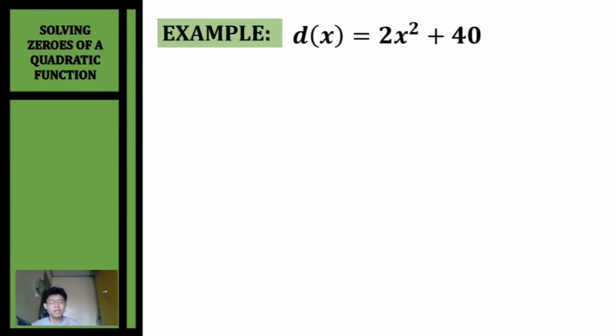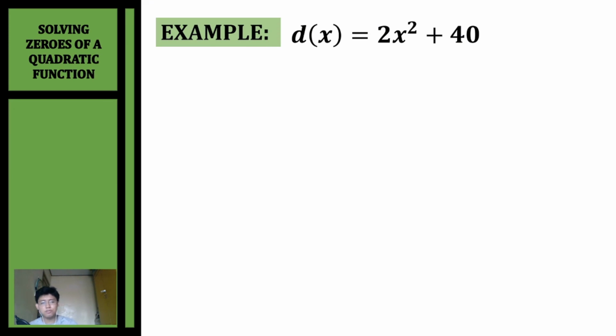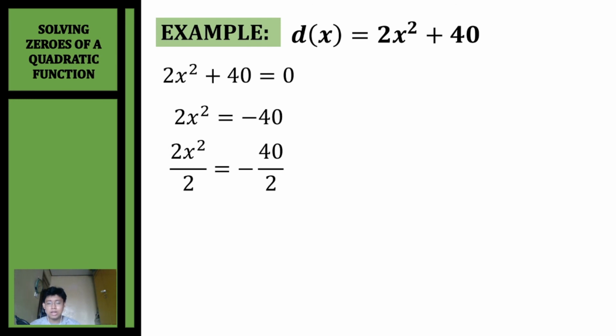Okay, so let's have our last example for today. So for example, we're going to find the zeros of our quadratic function. So first step is for us to change the function notation to 0. And then let's isolate the variable x. So let's transfer positive 40 to the other side of the equation. We will have 2x squared is equal to negative 40. Now, let's divide both sides by 2 to eliminate the coefficient of x squared. So we will have x squared is equal to negative 20.